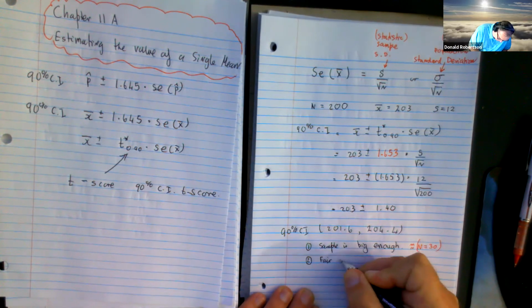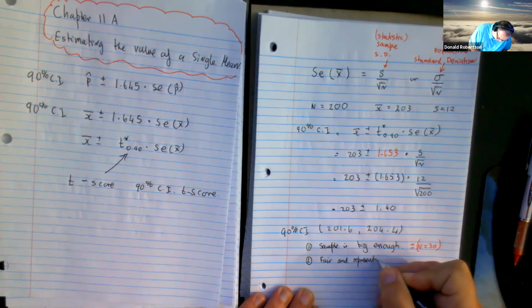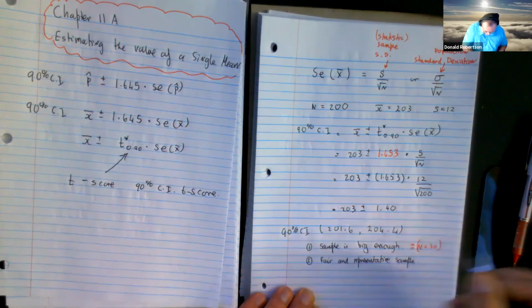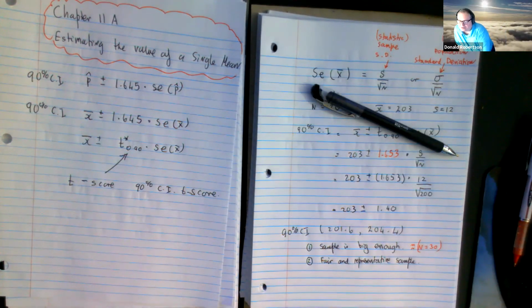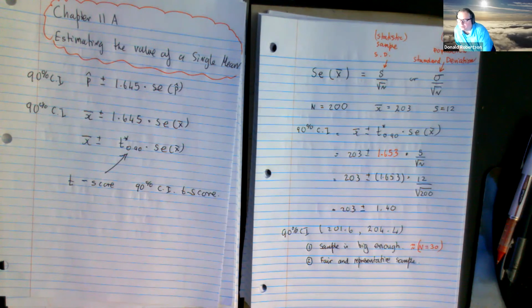Second one is that it's a fair and representative sample. Right, I'm assuming that the 200 people I asked were a random sample of American adults. Suppose I was lazy and I just went to a bodybuilding club and got the weight of all those people. Would you agree that's probably not a fair and representative sample of the population?